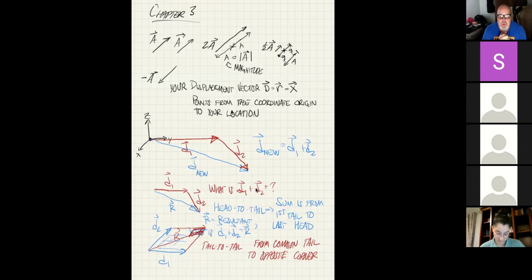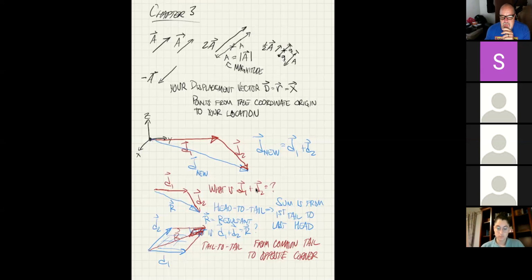I then showed you how to add vectors. The typical example was one straight part of your trip would be a displacement vector, and the second straight part of your trip would be a second displacement vector. At the end of those two parts, the new displacement is the sum of those two displacements.